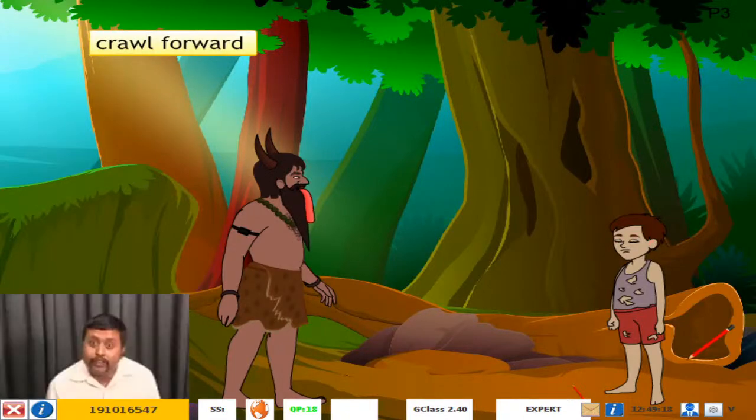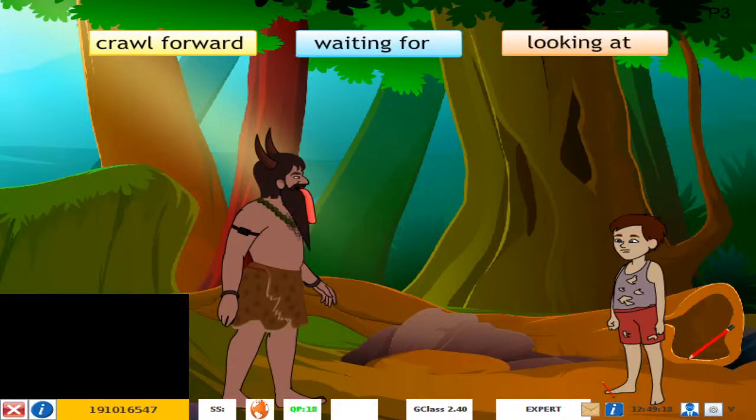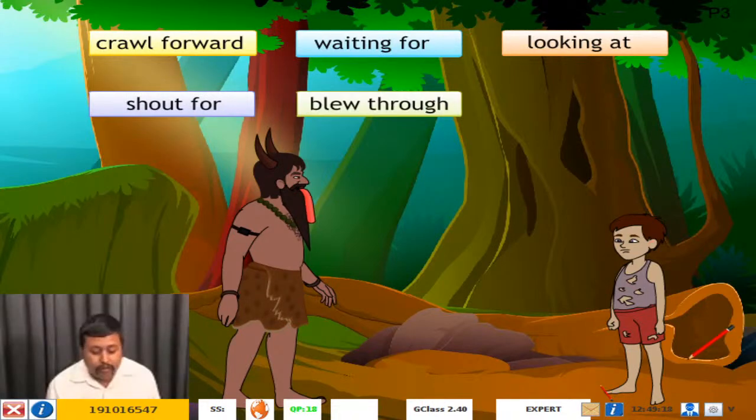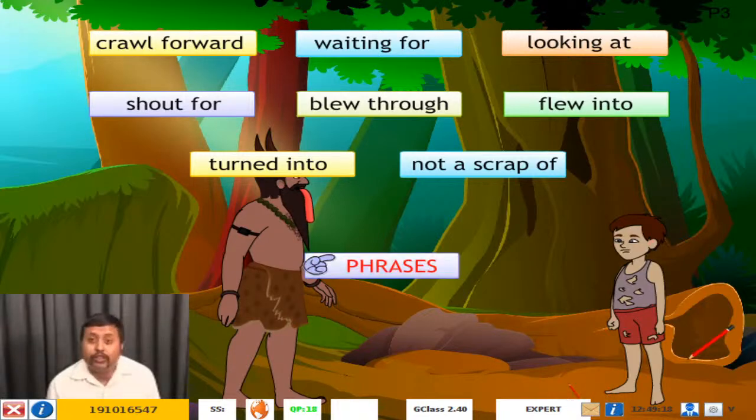Moving on. So the first word is crawl forward, waiting for, looking at, shout for, blew through, flew into, turned into, not a scrap of, right? So what are these words? In every word we have seen a verb and a preposition. এটা verb আৰু এটা preposition প্ৰত্যেকটো set of words ত আছে. So these sets of words are called what? Phrases. They are called phrases.